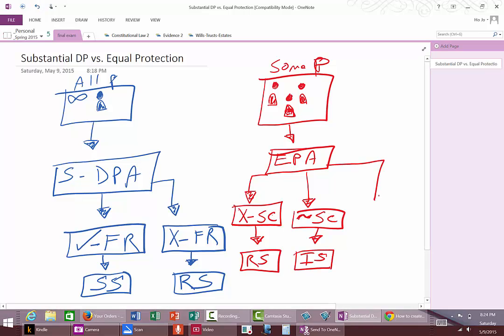And then finally over here on the right, if it does involve a suspect class, then the analysis is going to be strict scrutiny again, with the SS.